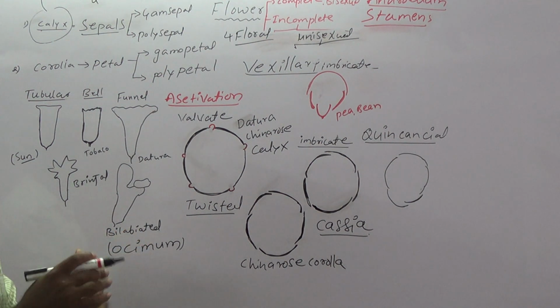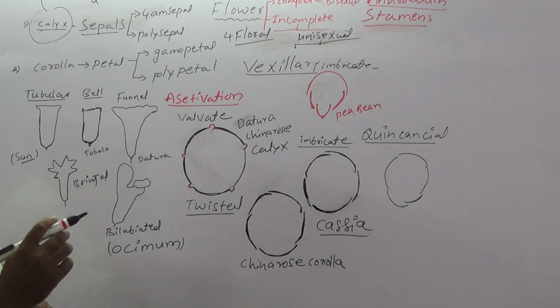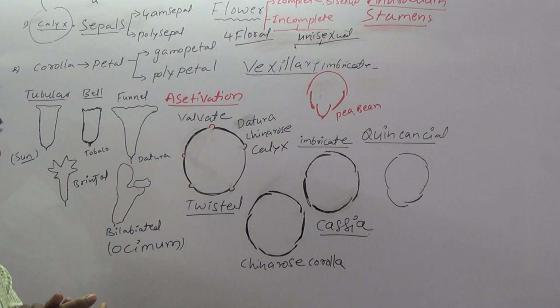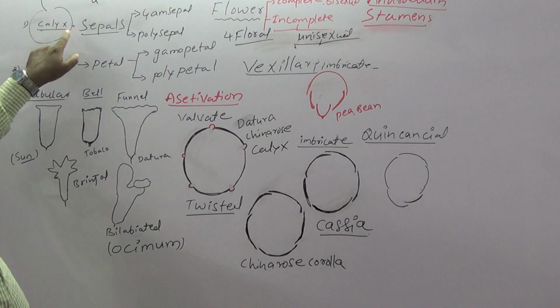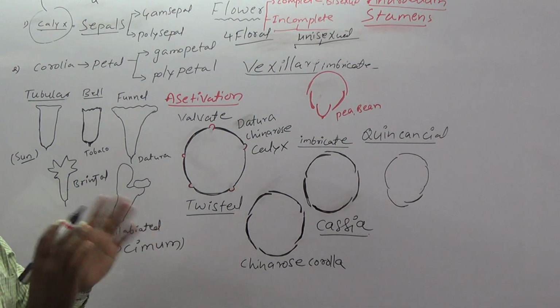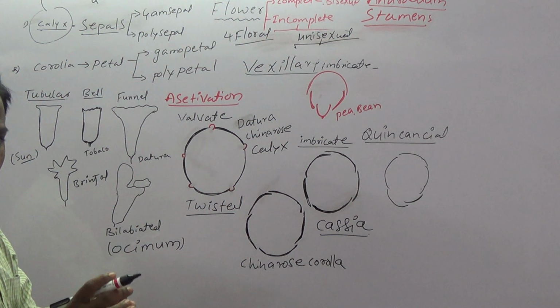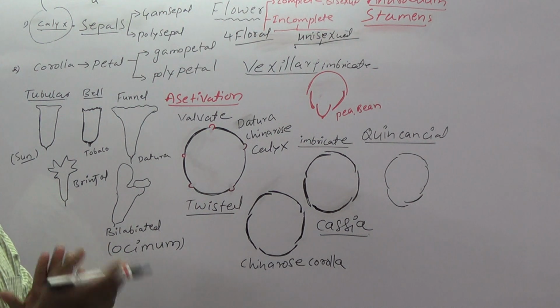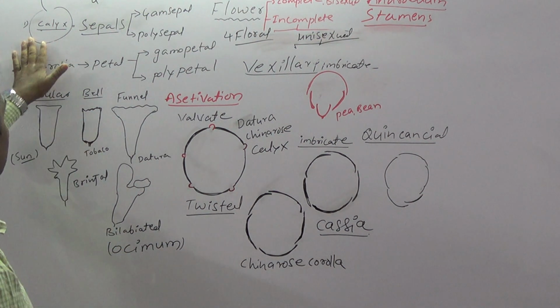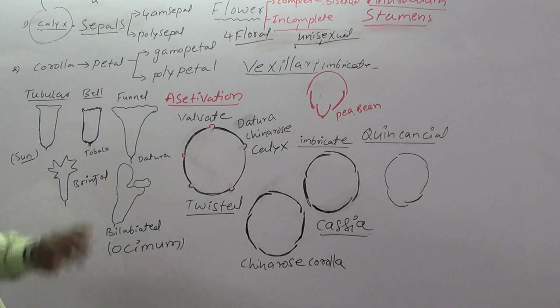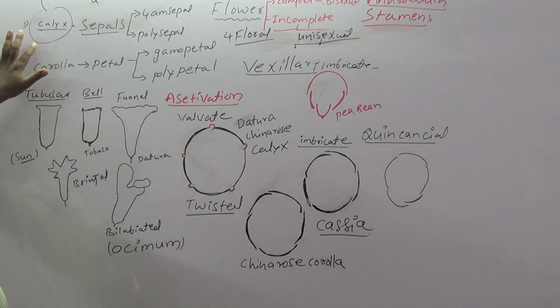It can grow along with the fruit, like brinjal, like tomato, like other Solanaceae family members. Capsicum also has persistent calyx, and datura also has persistent calyx. So it is very important: persistent calyx is commonly reported in Solanaceae family members like datura, brinjal, tomato and chili. Otherwise calyx falls before or after fertilization. So that is the first floral part.